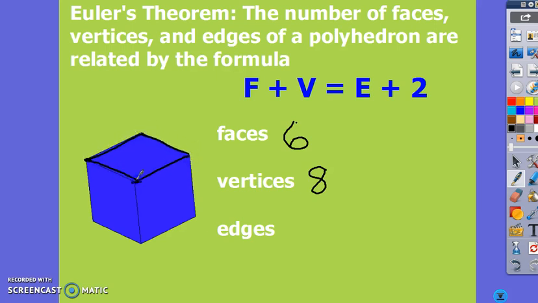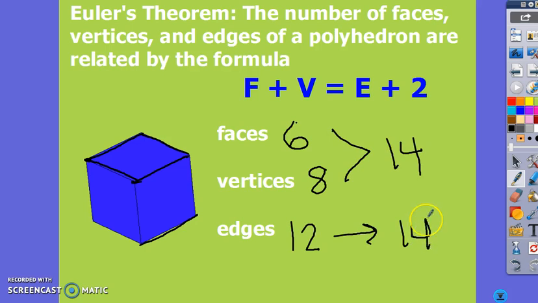So we've got 4 at the top. You'd have a matching 4 at the bottom. And then these 4 around the sides. So it's 4, 4, and 4, 12. And let's just check to see if that works. Do the faces plus the vertices equal the edges plus 2? Yeah. And so that'll always work as long as you have a polyhedron.